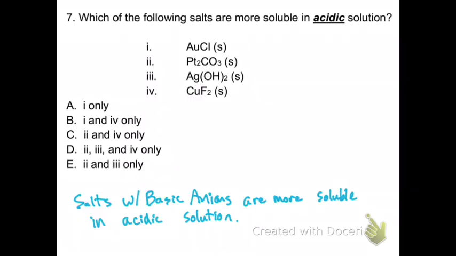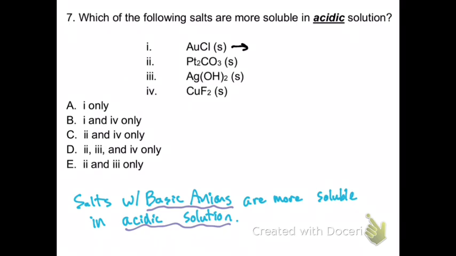So the rule that we need to invoke here is that salts with basic anions are going to be more soluble in acidic solution. So we're going to break these apart into their respective ions, and we're going to ask ourselves, is the anion basic? And if so, the answer will be yes, this is indeed more soluble in acidic solution.